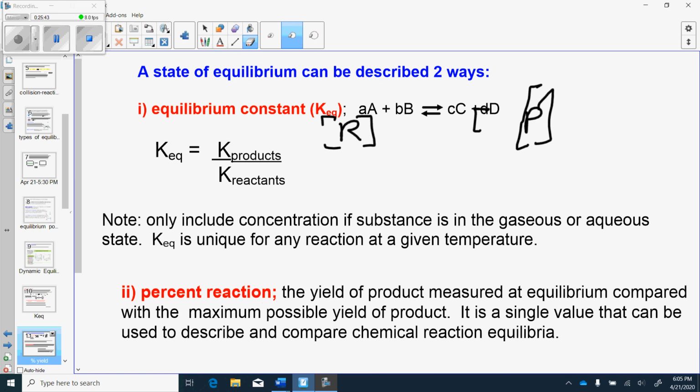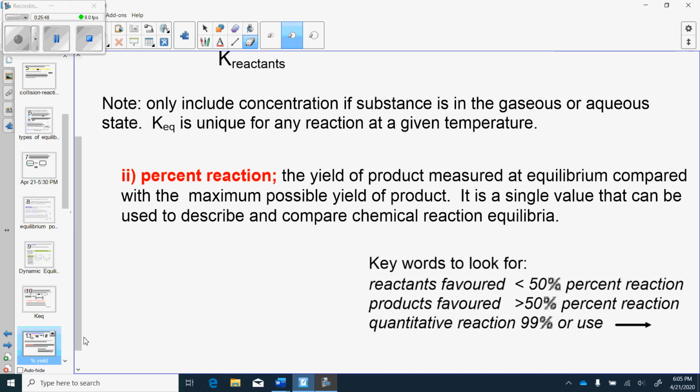If you look at percent yield, and I just don't know if it's this slide or the next one. Okay. So percent yield, you can bank on this right here. If your percent yield is greater than 50, it means you were able to make lots of product before the reverse reaction kicked in. So when it's greater than 50, we say the products are favored. If it's less than 50, that means that we didn't make enough. We didn't make the threshold. We started making product, but the reverse reaction kicked in and the product started reverting back to reactants. So less than 50%, reactants are favored.